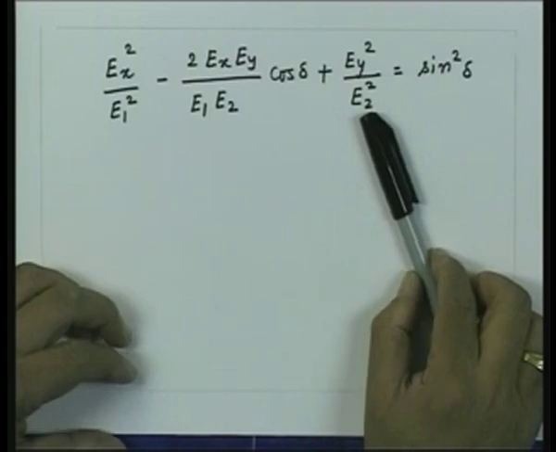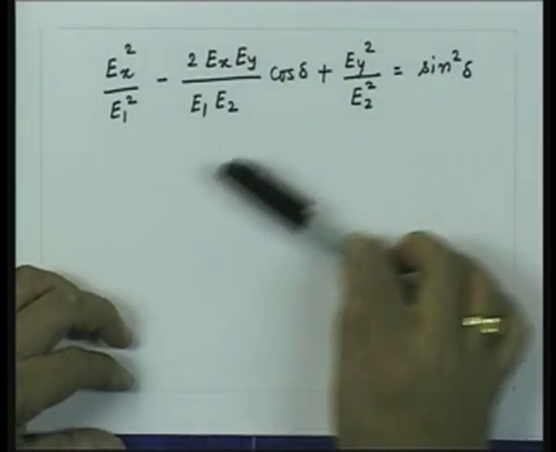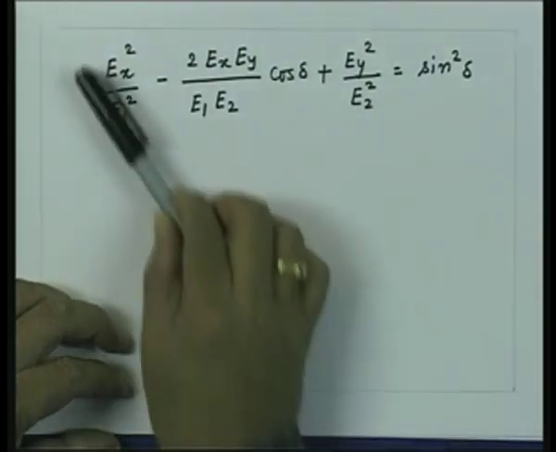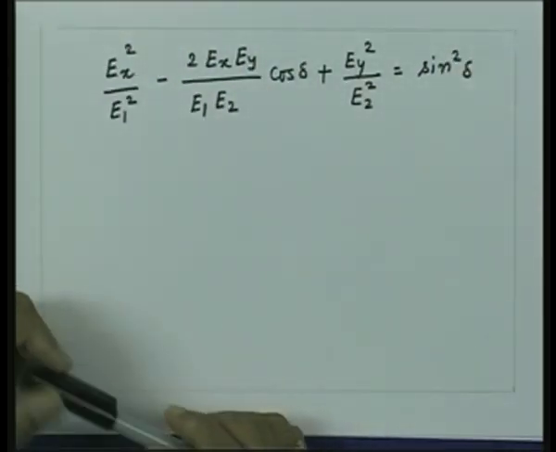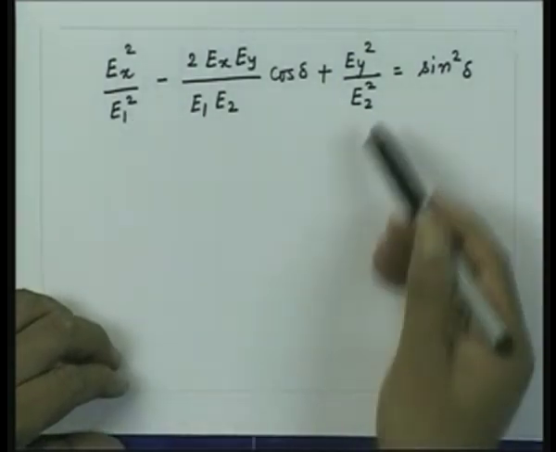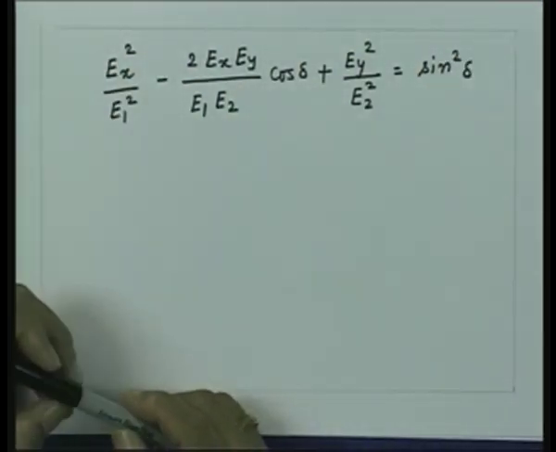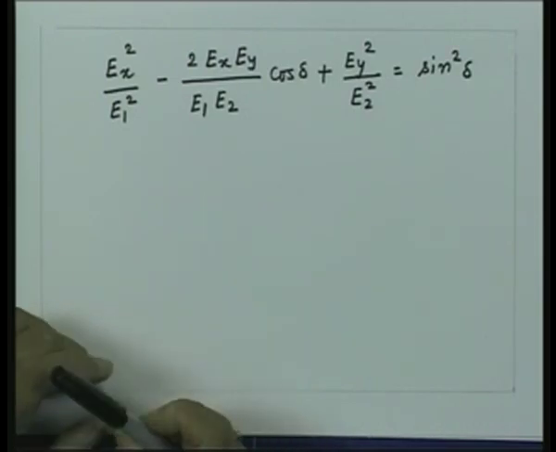So, the equation of the locus which the tip of the electric field vector draws in the electric field amplitude space is given by this equation. And immediately we note that this equation is essentially an equation of an ellipse. So, in general, the tip of the electric field vector draws an ellipse in the electric field amplitude space as a function of time.